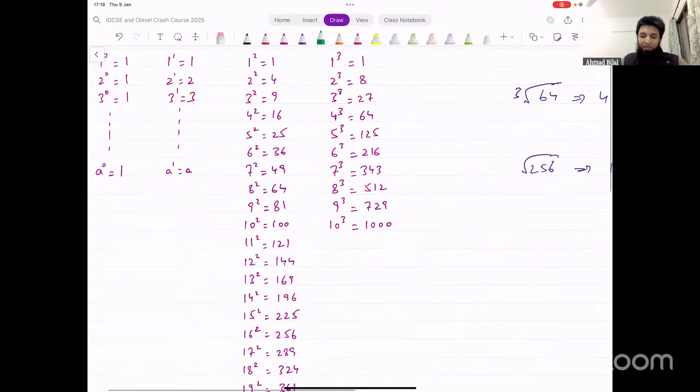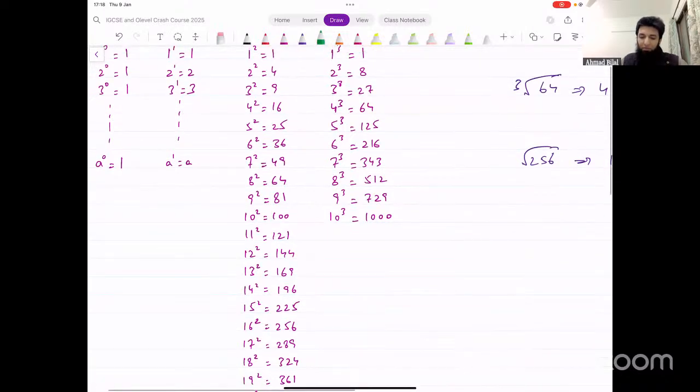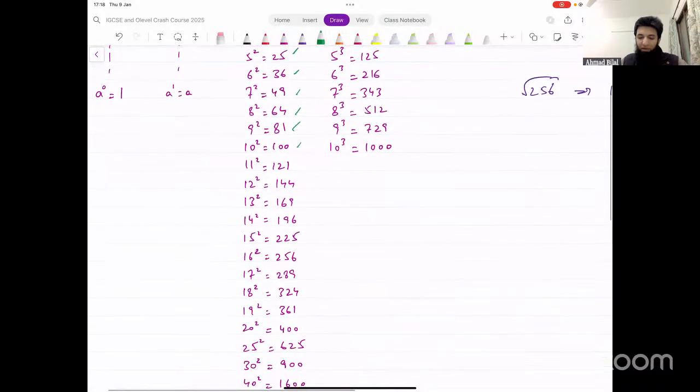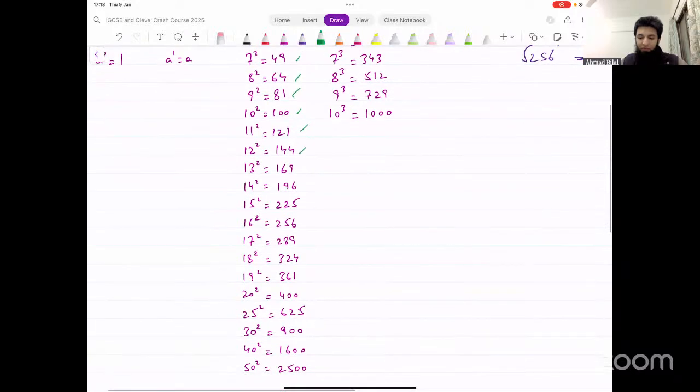You need to remember that these are perfect squares. The numbers that you have on the right side are important. 4, 9, 16, 25, 36, 49, 64, 81, 100. And then 11 squared is 121, 12 squared is 144, 13 squared is 169, 14 squared is 196, 15 squared is 225. Up to 15 is generally fine.